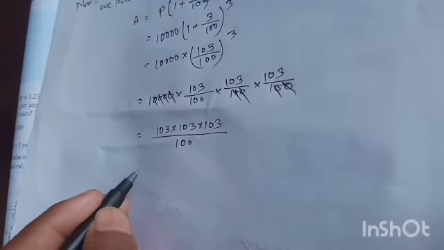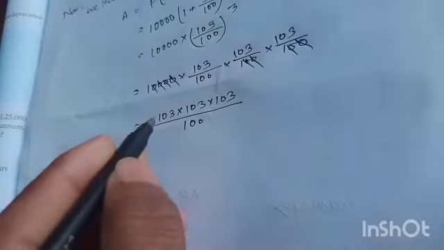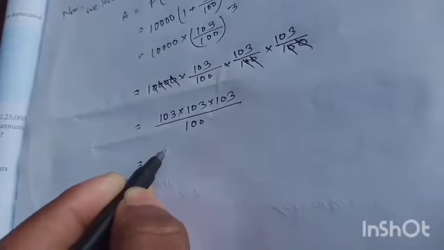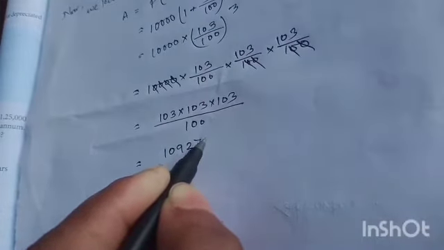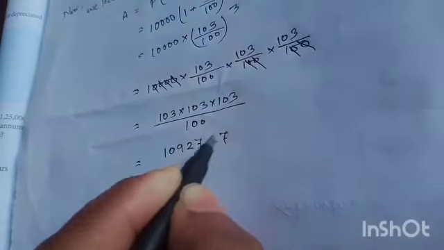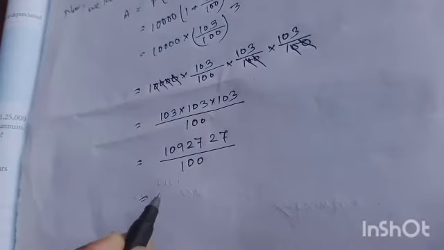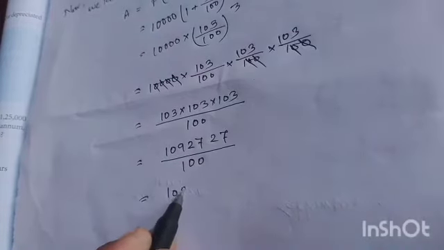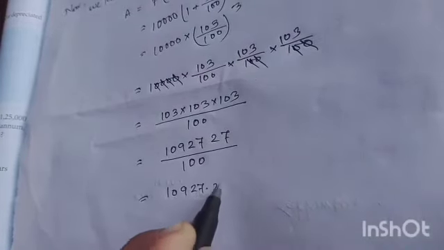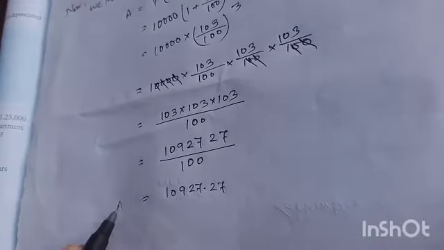So if you are multiplying this one, how much will we be getting? 1092727 divided by 100. If you are dividing it by 100, then where will the point be? 10,927.27. This will be the amount, right? So this will be the amount.